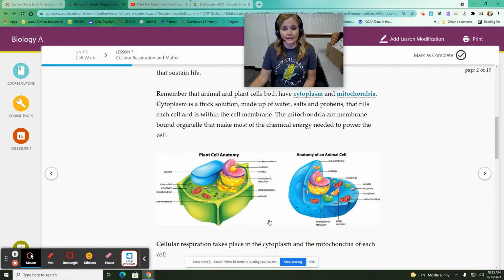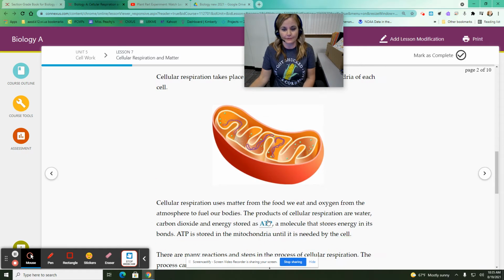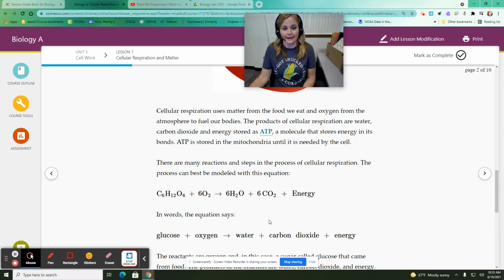They have both cytoplasm and mitochondria. Those are both necessary to perform cellular respiration because the steps of cellular respiration take place some in the cytoplasm, some in the mitochondria itself, different parts of it. The end result of cellular respiration is to produce the molecule ATP. We've seen this before, ATP, adenosine triphosphate.